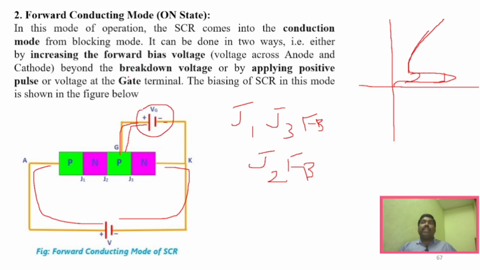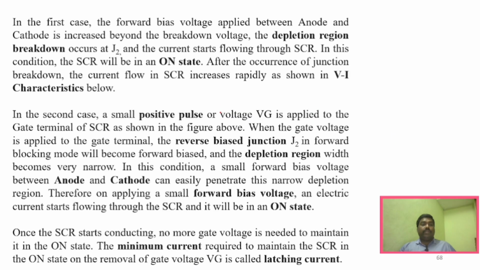Whereas the breakdown will happen very easily because of the gate terminal, right? So whatever I explained here, that is what is given. So the junction J2 is also forward biased, and here the depletion region will be broken very easily because of the forward bias voltage on the gate terminal, right? And the minimum current required to maintain the SCR in the on state is called the latching current, right?